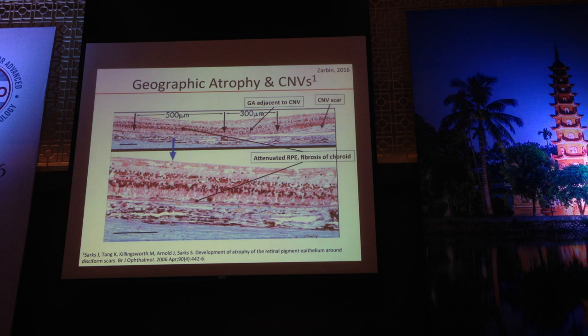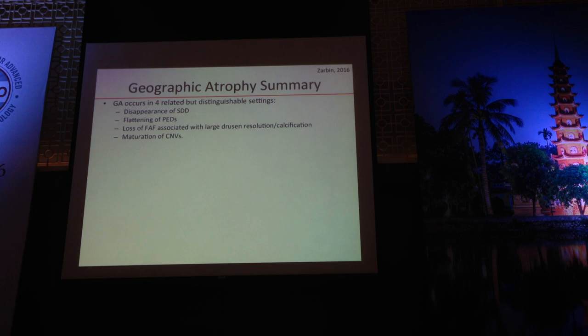So, to summarize the geographic atrophy part, it occurs in 4 related but distinguishable settings. Atrophy occurs in association with the disappearance of subretinal deposits, in association with flattening of pigment epithelial detachments, in association with the loss of fundus autofluorescence associated with large drusen resolution or calcification of drusen, and in association with the maturation of choroidal neovascularization.